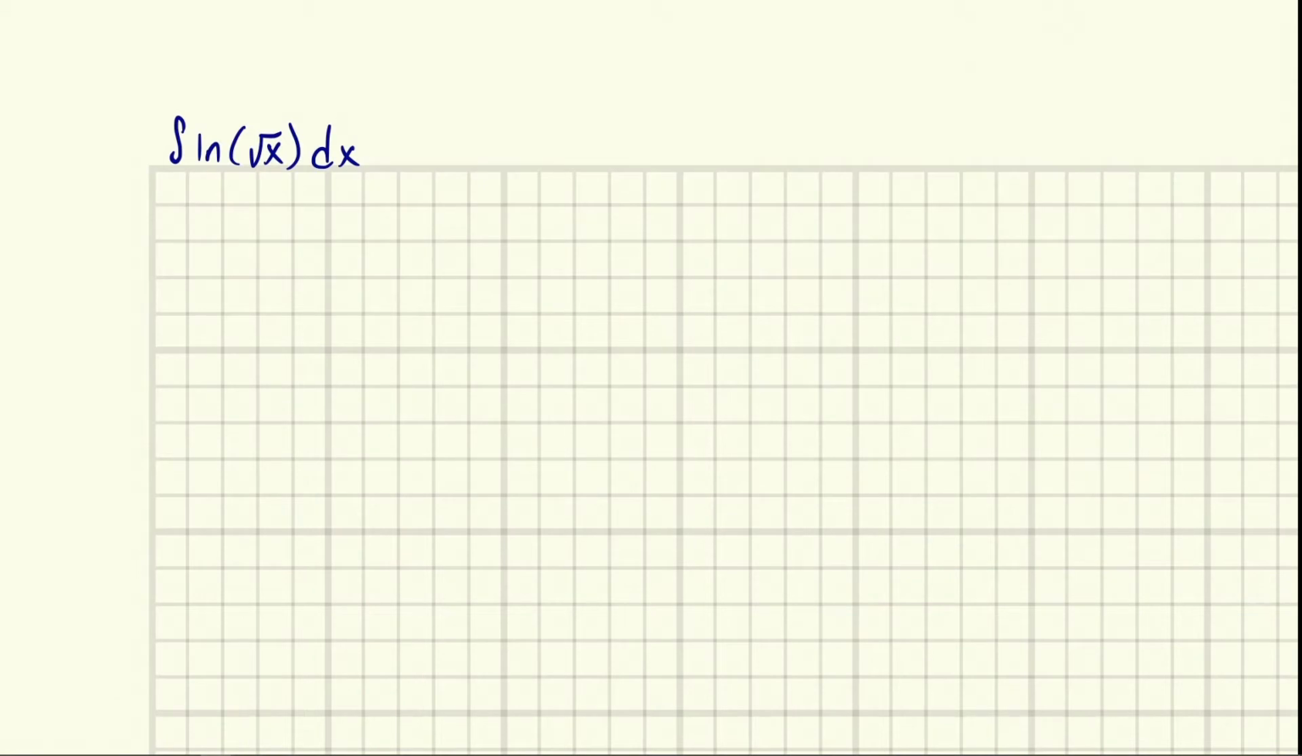Eric Burgess here, and we've been asked to evaluate the integral of the natural log of the square root of x dx. Looking at this, because we have a natural log, you should immediately think integration by parts, right?